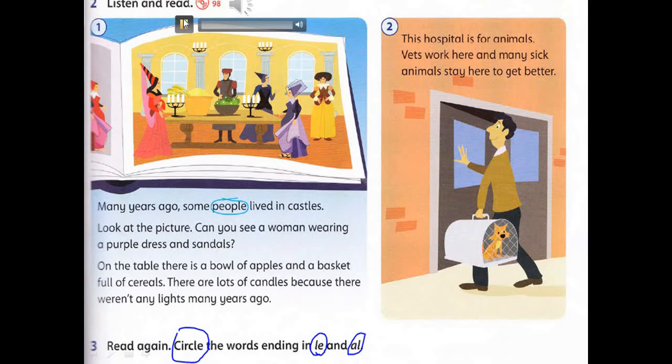Listening 98. Listen and read. Number 1. Many years ago, some people lived in castles. Look at the picture. Can you see a woman wearing a purple dress and sandals? On the table, there is a bowl of apples and a basket full of cereals. There are lots of candles because there weren't any lights many years ago.